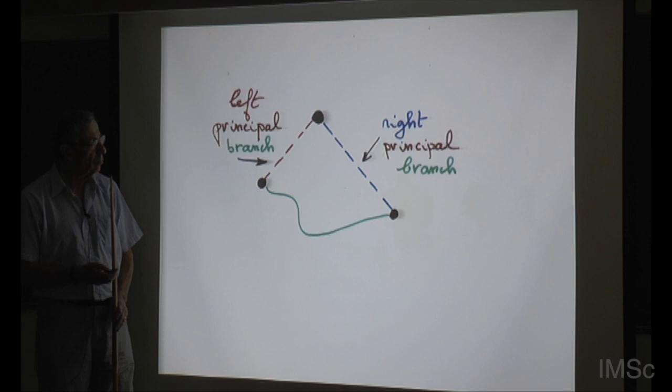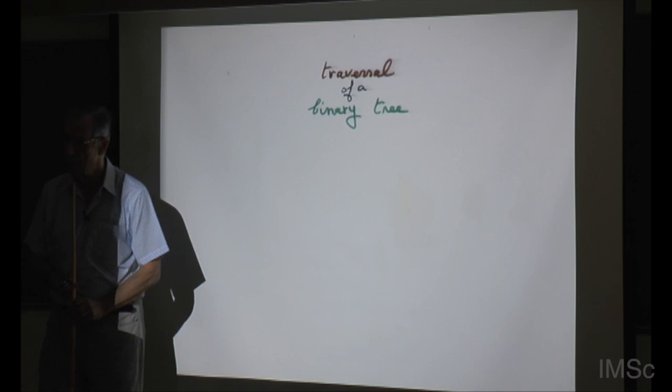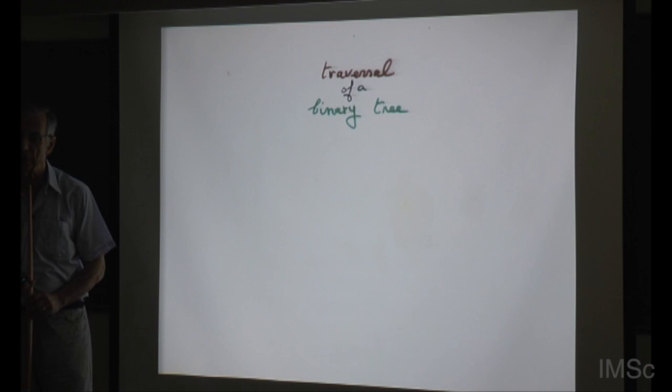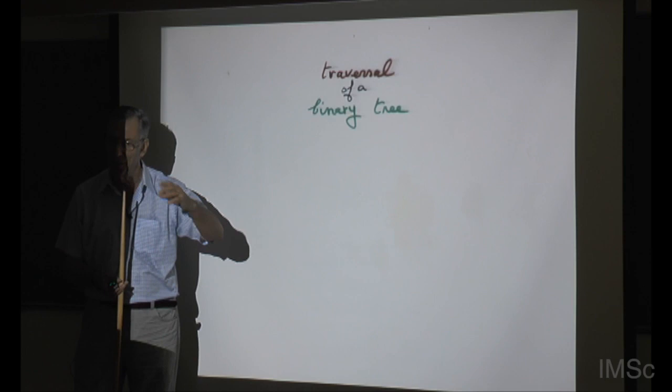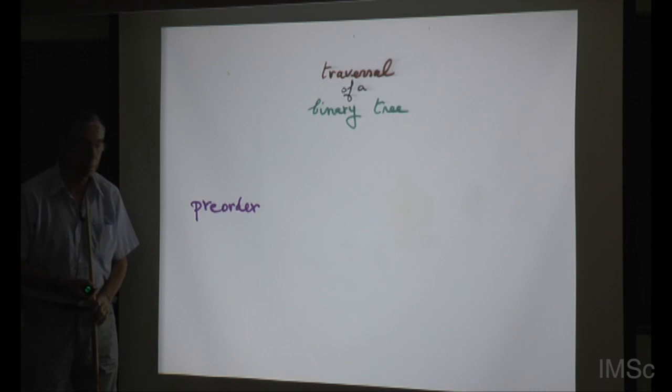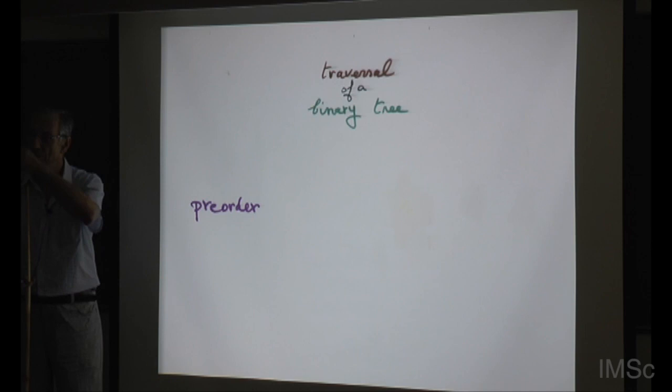Now we'll use what is called the traversal of a binary tree. This is typical in computer science. You are going to read the vertices of the binary tree one by one in a certain order, and there are three possible orders. The first one is the pre-order. You want to visit once and only once all the vertices of the binary tree. So it's defined recursively in the following way.